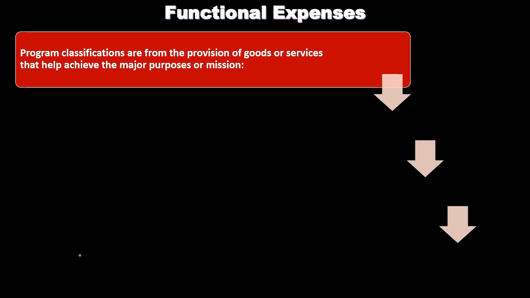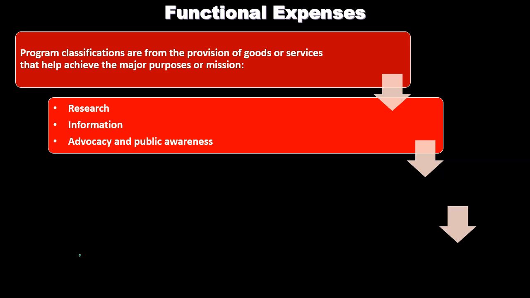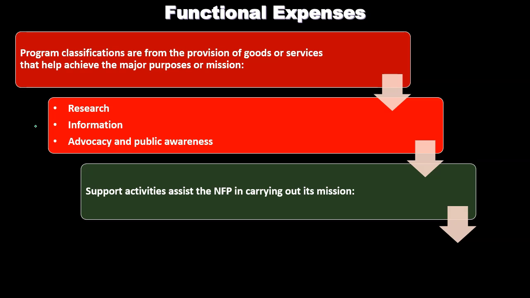So when we classify these expenses by function rather than by nature, so instead of just listing out what the expense was used for, telephone expense, utilities expense, and so forth, how would we classify it by function? Program classifications are from the provision of goods or services that help achieve the major purpose or mission. So we can classify by program, and programs would typically include things like research, information, advocacy, and public awareness. These are the types of programs, basically the objectives of the organization. We can group the expenses into these types of objective categories.